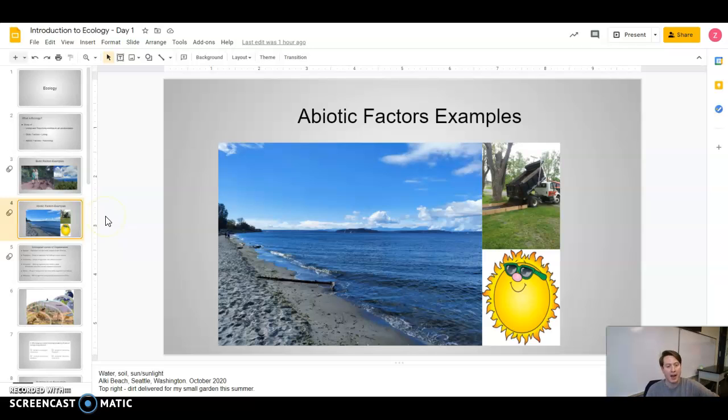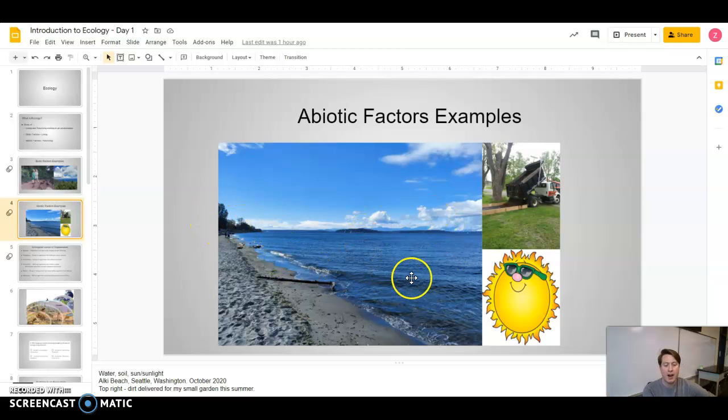Let's examine abiotic factors. Entities or things in an environment that aren't living. On the left, I took this picture when I was in Seattle in October, a few months ago, and it is actually Alki Beach. If any of you have seen the movie Sleepless in Seattle, that's supposed to be the beach where the movie takes place, or an important scene takes place. I've yet to see it.